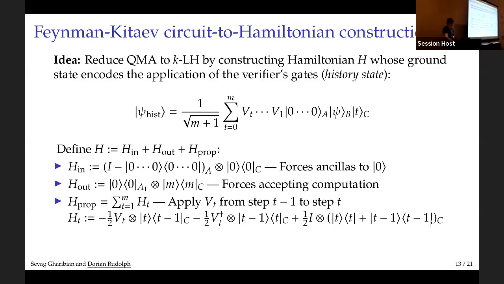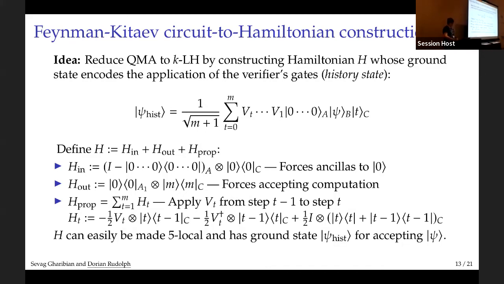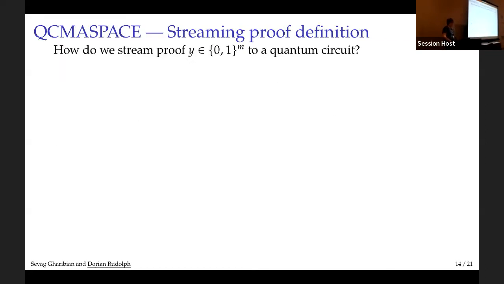And then we have this term here, and that makes it a nice projector. And yeah, so it's known that this can easily be made FLUX local, and there are also further papers that improve this more. And the ground state is psi hist for some accepting psi here. Now, how does this apply to QCMA space?